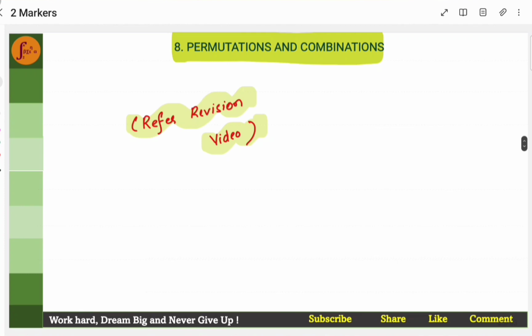Permutations and combinations. Questions can come from anywhere in the chapter. So you can refer to the revision video, which is detailed enough. It explains all different kinds of problems in permutations and combinations.